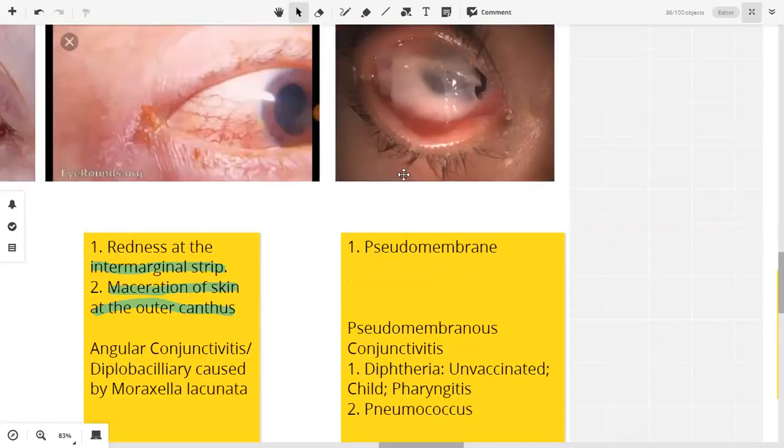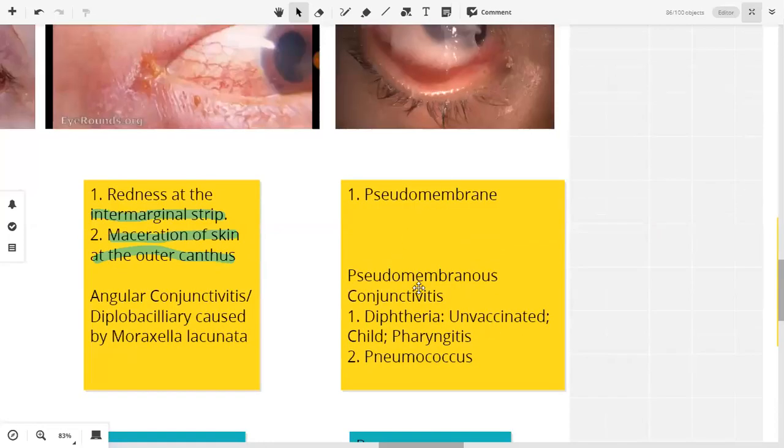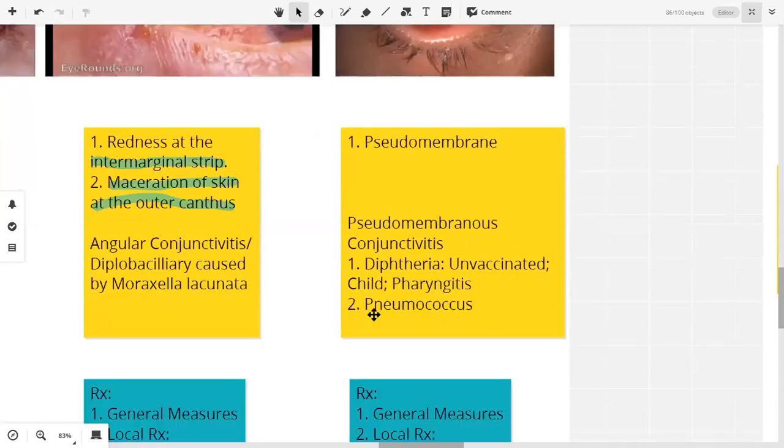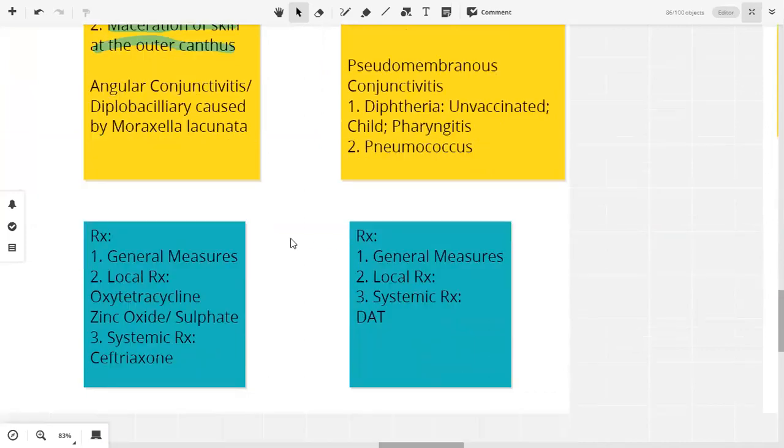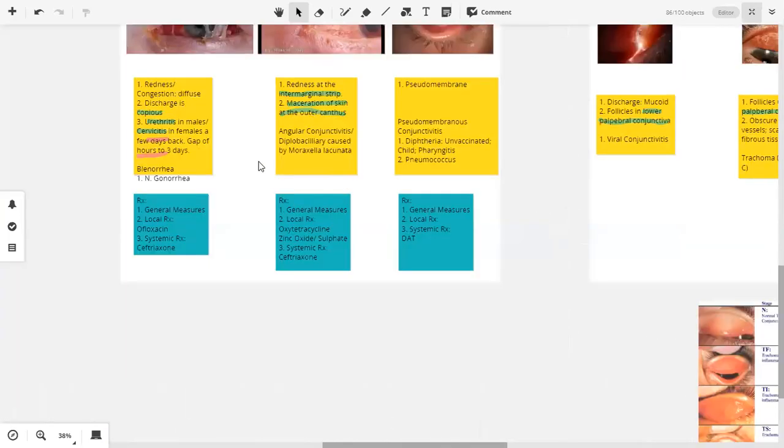Similarly, if you have a patient of pseudomembranous conjunctivitis who is an adult, whose vaccination history is not given in the question, and pharyngitis is not coincident, you will suspect pneumococcus and you will treat accordingly. This was our first set.